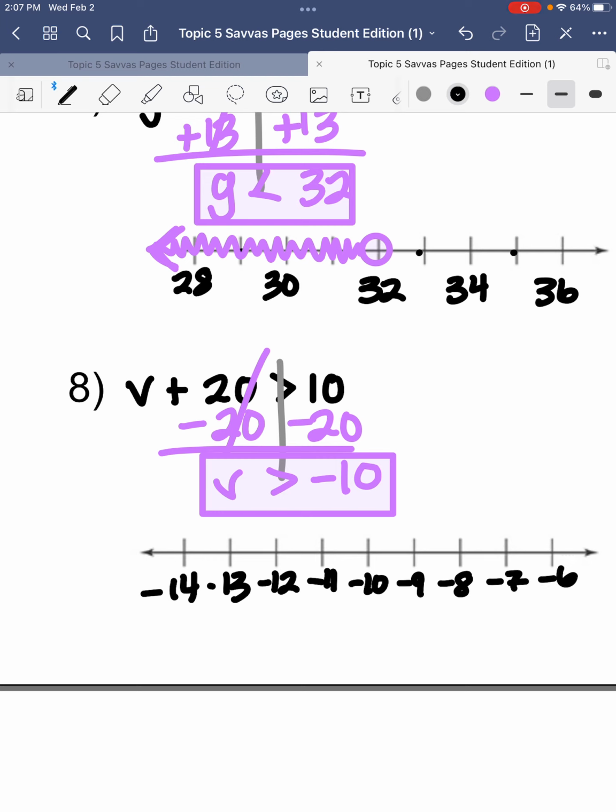So at negative 10, what kind of circle do I want? Well, I want an open circle because there's not a line underneath my symbol. So an open circle. And then which way do I want to shade? I want to shade all the numbers that are bigger than that. So the numbers that are getting closer to 0 are the numbers that are bigger. So that way right there.